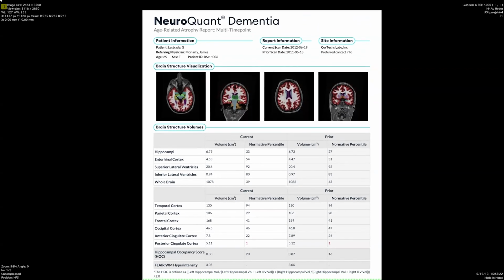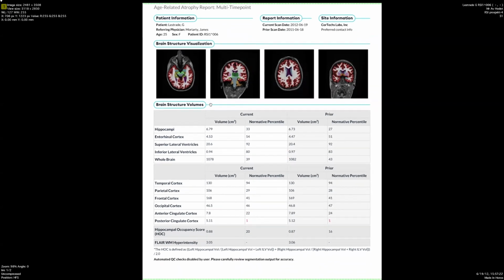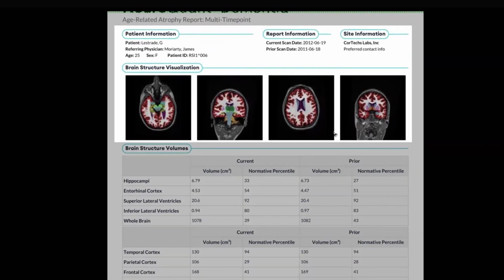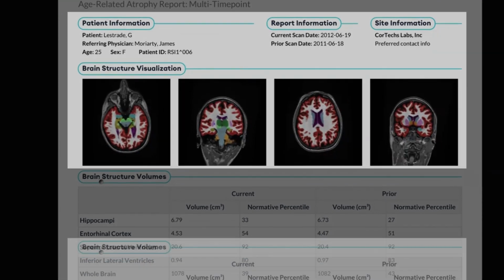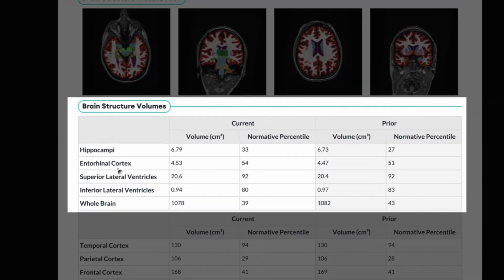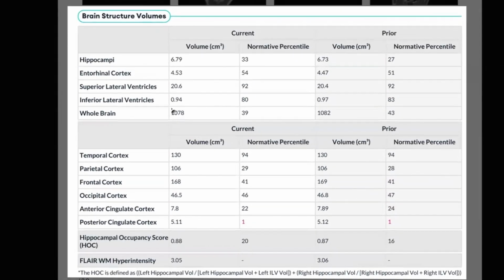This is our dementia report, multi-time point. So there are 2 time points represented here. And this, as you can see, we have our visualization of the brain, as well as the report information of the scan, as well as the different brain structure volumes broken down from the current time point as compared to the prior time point. So having these separated out by various structures of interest here, such as the hippocampi, ventricles, having the volume, as well as the corresponding normative percentile.